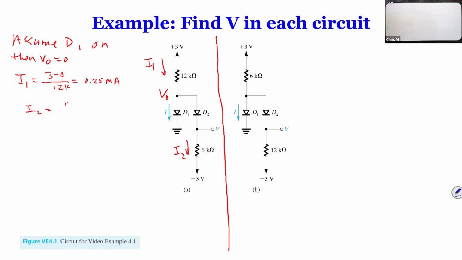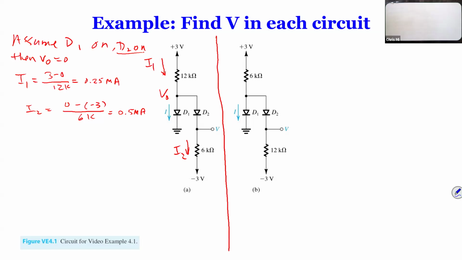And then how much is I2? There shouldn't be any current. No. It's 0 minus negative 3, divided by 6K. That gives you 0.5 milliamps. So this gets you to the critical point. You assume D1 is on, D2 is on. Well, actually, assume D1 and D2 both on. Yeah, we should assume this.